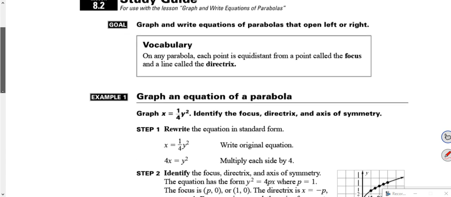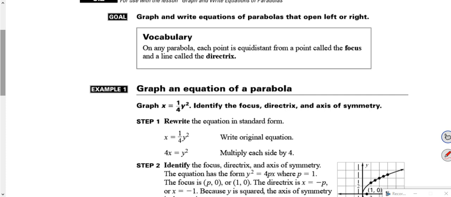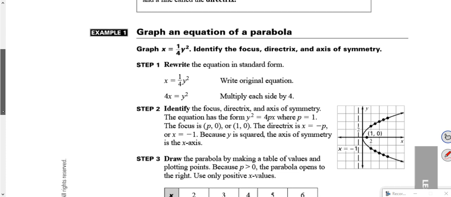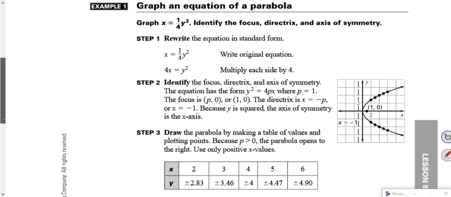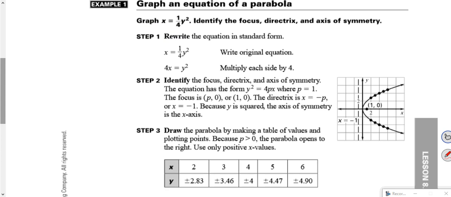So the vocab here is: on any parabola, each point is equidistant from a point called the focus and a line called the directrix. That sounds great, good, and fine, but that's why I added the page of notes from your book, because I think until you get some more definitions in there, it's kind of hard to see. So now we have x equals 1/4 y squared.